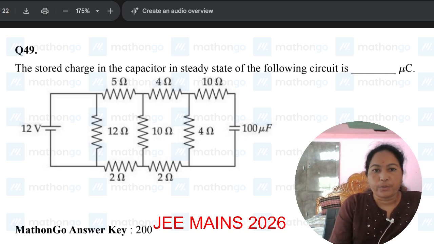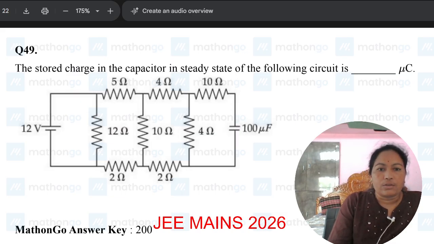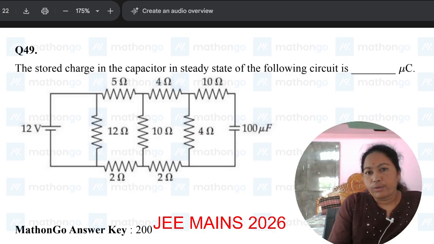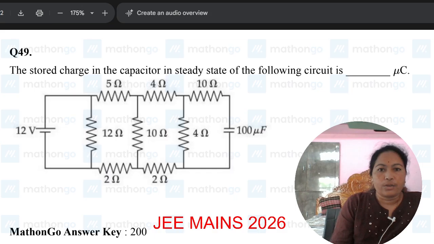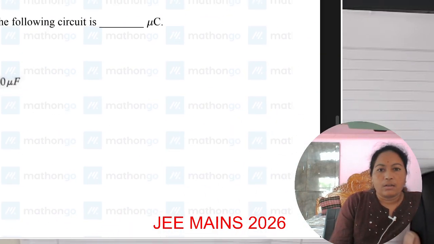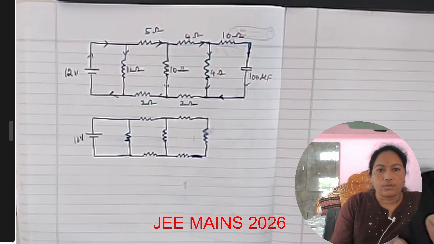Let's dive into the problem. The stored charge in the capacitor in steady state of the following circuit is dash microcoulombs. In the circuit, 12 volts of voltage is connected with all these resistors and a 100 microfarad capacitor, as shown in the circuit. For this, let's decode the circuit to know the charge in the capacitor.